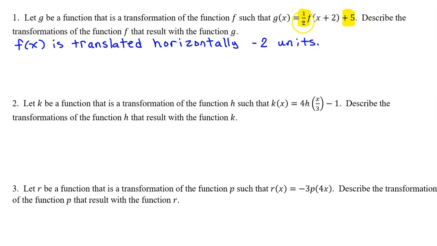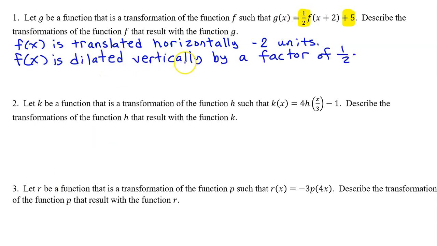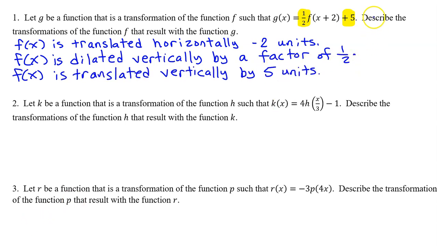Changes that occur outside the function are vertical transformations, and they happen just like they look. So this multiplying by 1/2 in the front is a vertical dilation by a factor of 1/2. And the plus 5 on the end means that f of x is translated vertically by 5 units.